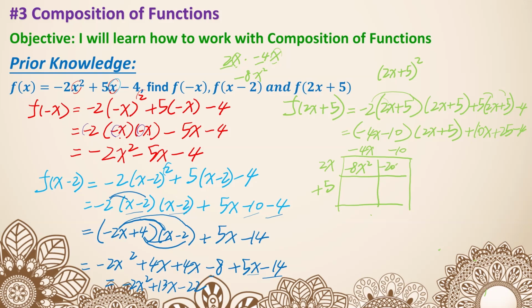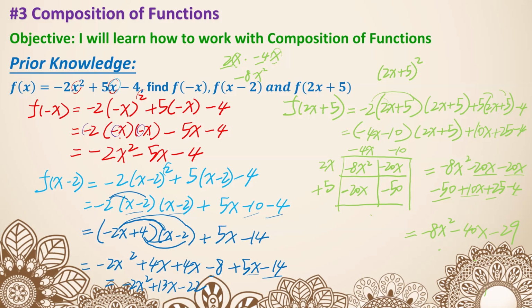2x times negative 10 is a negative 20x. 5 times negative 4x is a negative 20x. 5 times negative 10 is a negative 50. Okay, so let's write everything out. We have negative 8x squared minus 20x minus another 20x minus 50. Then we have plus 10x plus 25 and a minus 4 on the end. Let's put everything together. We have negative 8x squared, negative 20x, negative 20x, and a 10x is a negative 30x. Negative 50 plus 25 is negative 25 minus a 4 is minus 29.